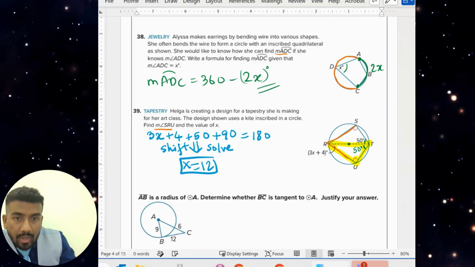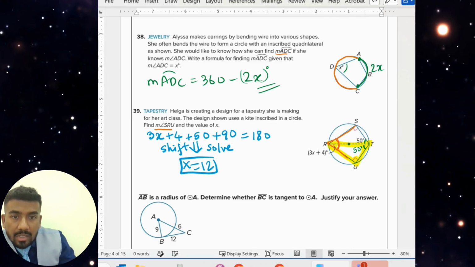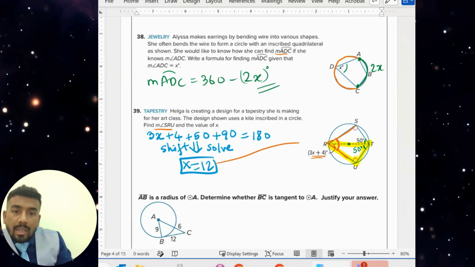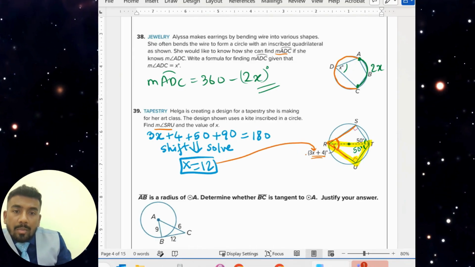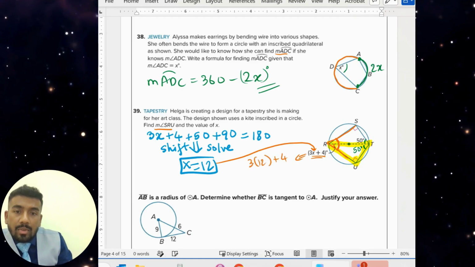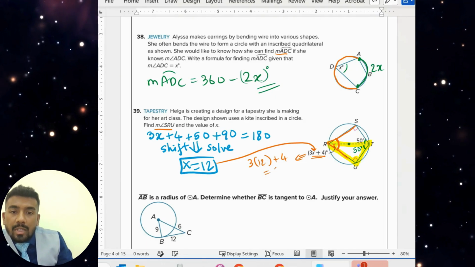SRU. So they want this total. So easy. Just find this first and make it double. So how much will this be? Put this x equals 12 here. So how much will this be? This will be 3 times 12 plus 4. That's 36 plus 4. That's 40.